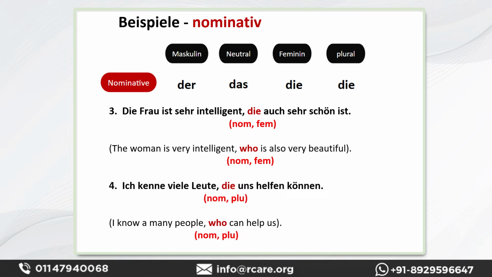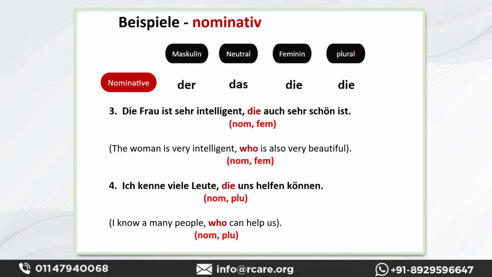Next example. Die Frau ist sehr intelligent, die auch sehr schön ist. The woman is very intelligent, who is also very beautiful. Again we are talking about the woman only. We are referring to the woman with the relative pronoun who, so we'll be using the relative pronoun of feminine in nominative case, which is die.